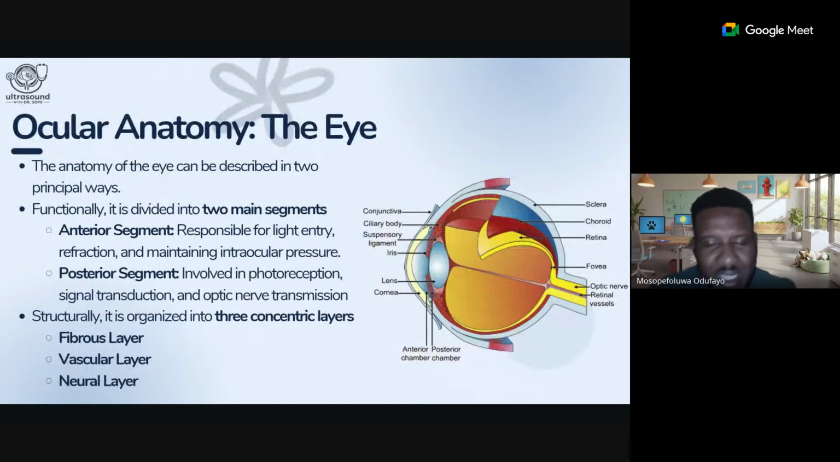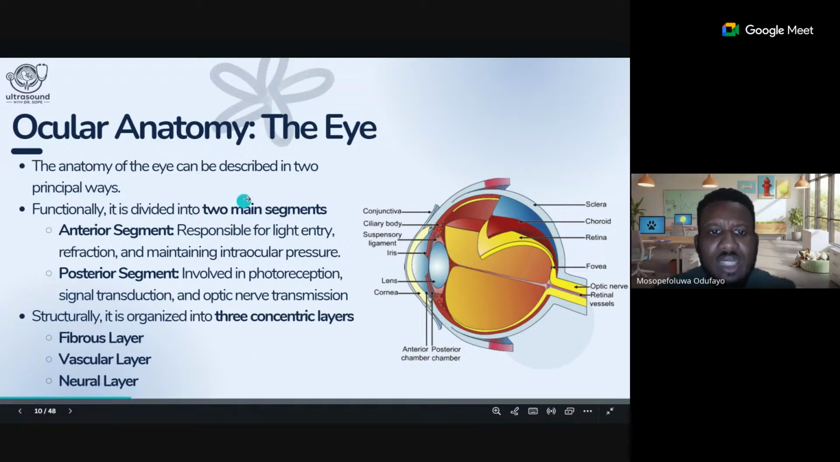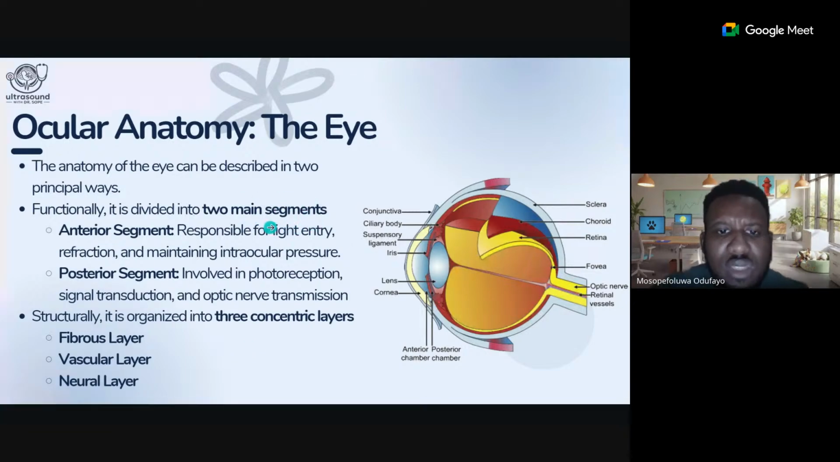So the anatomy of the eye itself can now be described in two principal ways. Please know this. The first way we can do it is we can divide it, first of all, into two main segments, the anterior segment and the posterior segment. The reason we are doing this is to properly understand how the anatomical structures of the eye coordinate and relate with one another. It's very, very key. We know this.